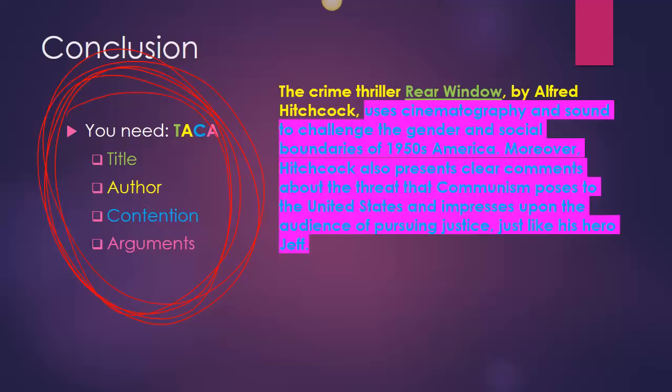The crime thriller Rear Window by Alfred Hitchcock uses cinematography and sound to challenge the gender and social boundaries of 1950s America. So there's my first argument. Moreover, Hitchcock also presents clear comments about the threat that communism poses to the United States and impresses upon the audience the importance of pursuing justice, just like his hero Jeff. Done, dusted, over, move on.